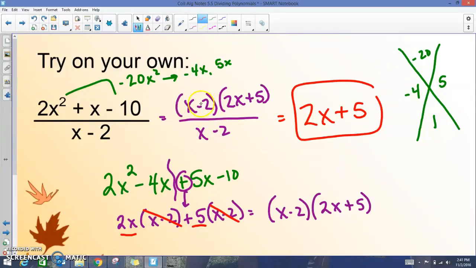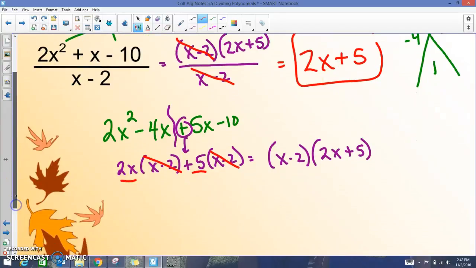And again, we said it should match with one of the sets of parentheses on top. Since it does, we can go ahead and reduce those down. So we're left with the answer of 2x plus 5.